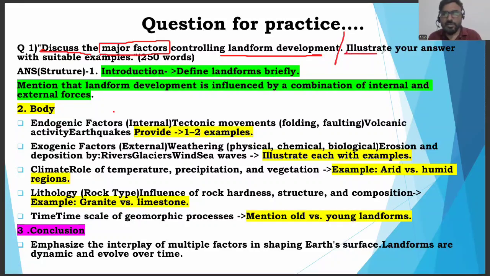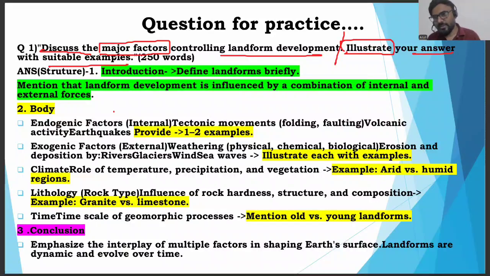And then the second part is: illustrate your answer with suitable examples. So guys, this question seems very simple, but when you write the answer to these questions, you have to dissect the question. The first part says that you have to explain the major factors. The second part says that illustrate your answer with suitable examples. So we have to illustrate the answers by giving various examples.